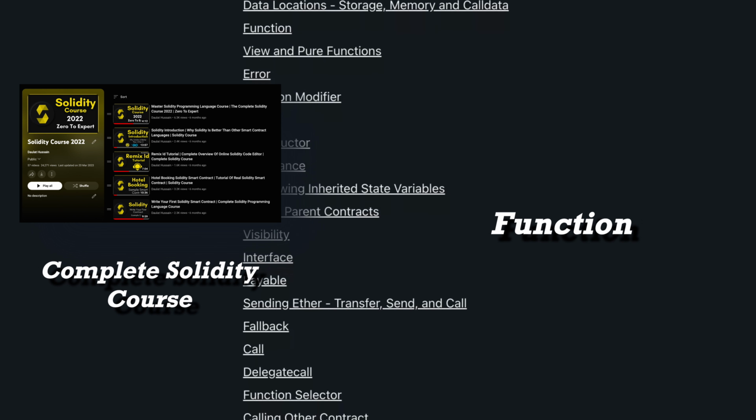After the data location, we have function. So how you can define the function, what are the ways we have, and what are the restrictions we have in the function which we have to consider while building the smart contract and for keeping it safe. So function. Now after the function, we have view and pure functions.